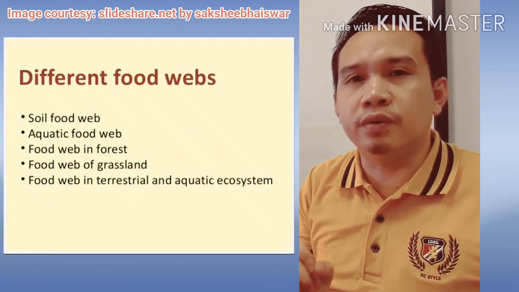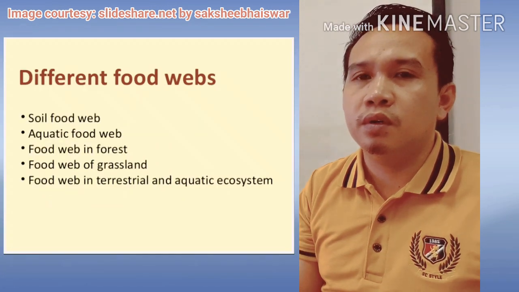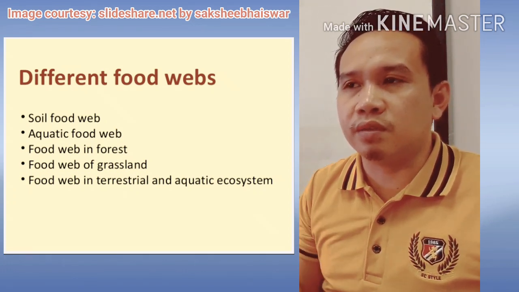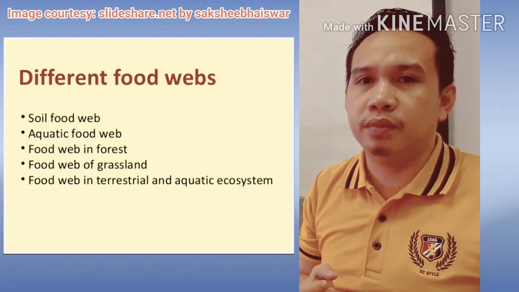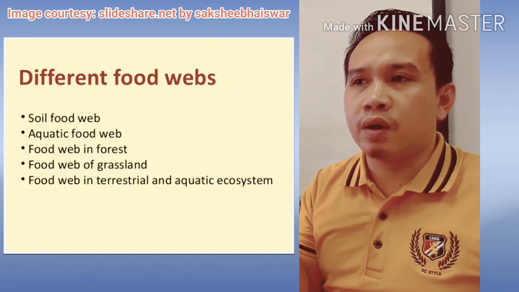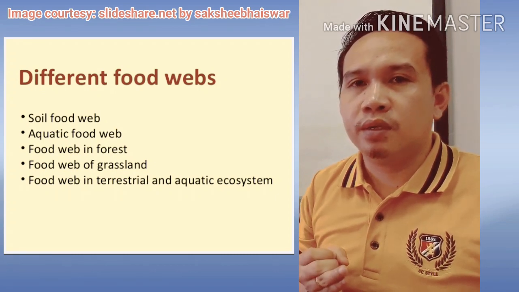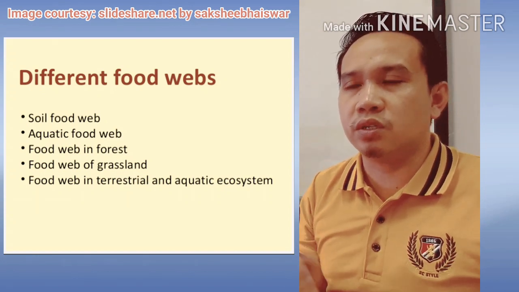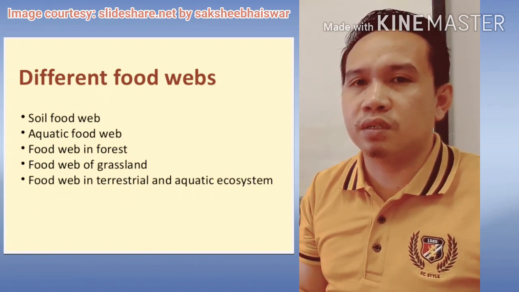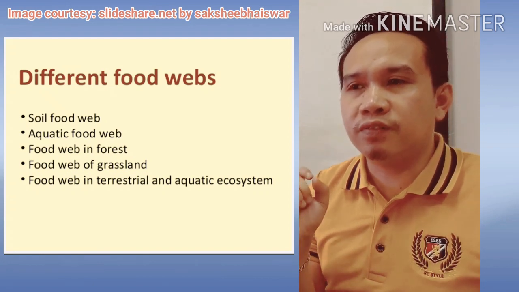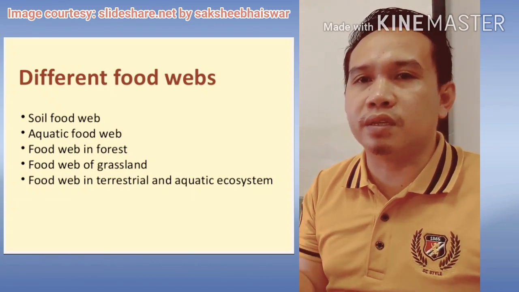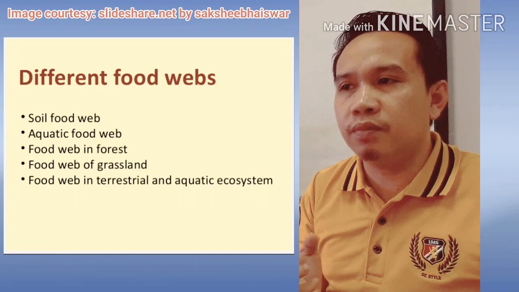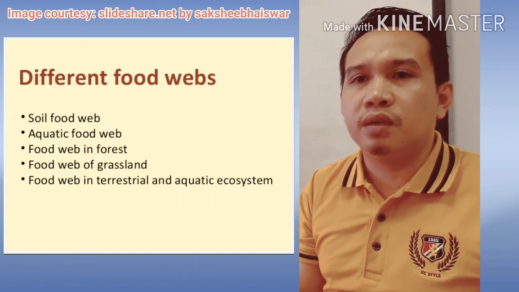There are different food webs in the ecosystem. What are they? Like the soil food web. Those organisms within the soil, like an earthworm. Where do they get food? The aquatic food web. Alright? So in the water or at the sea. What about the food web in the forest? Those organisms that live in the forest or in the mountains. What about the food web in the grassland? Those animals that eat grasses or plants. Then lastly, we have the food web in terrestrial and aquatic ecosystems.